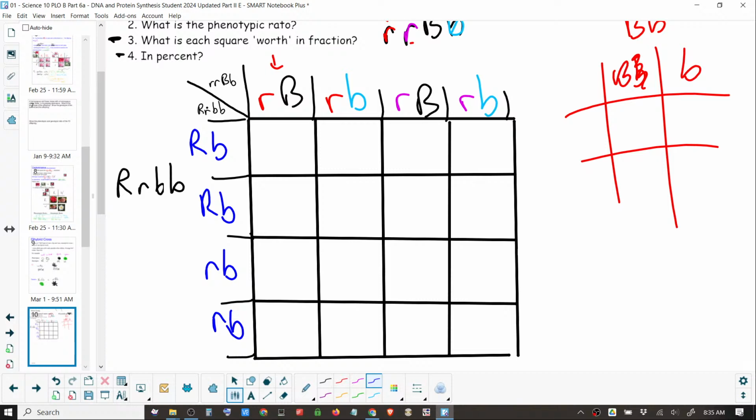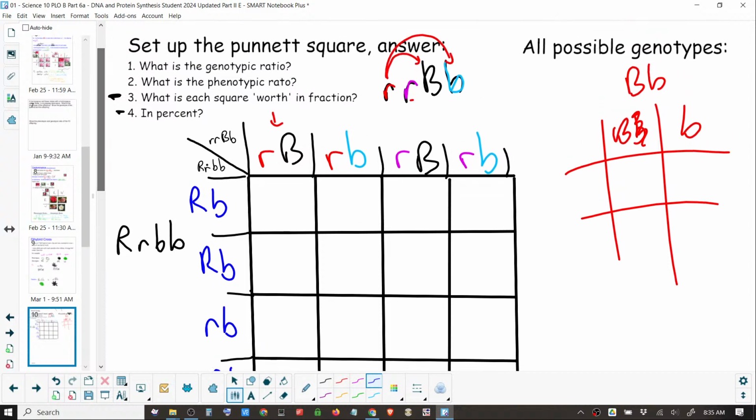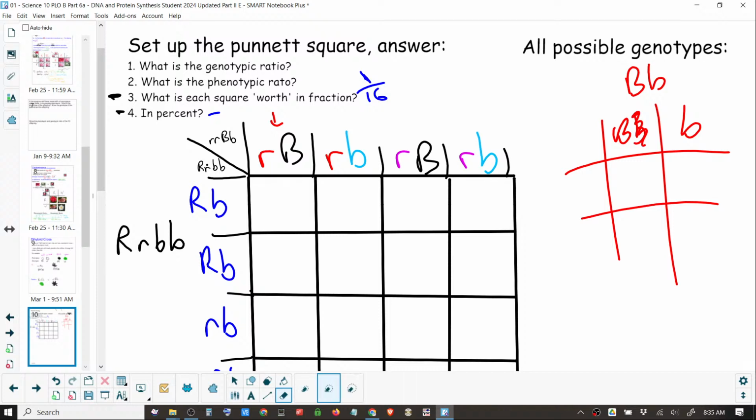Let's do some math questions next. What is each square worth as a fraction? Matthew. 1/16. And what is that as a percent? Grayson. I'm trying to open my calculator. Open your calculator. 6.25%. There you go. And that way, if you know something takes up 2 squares, that's 12 and a half.